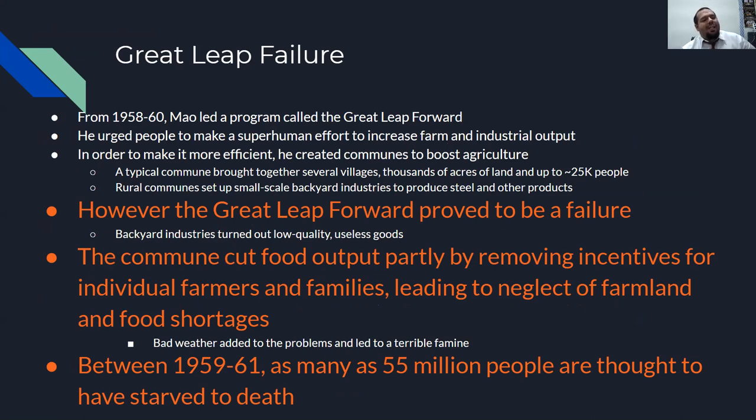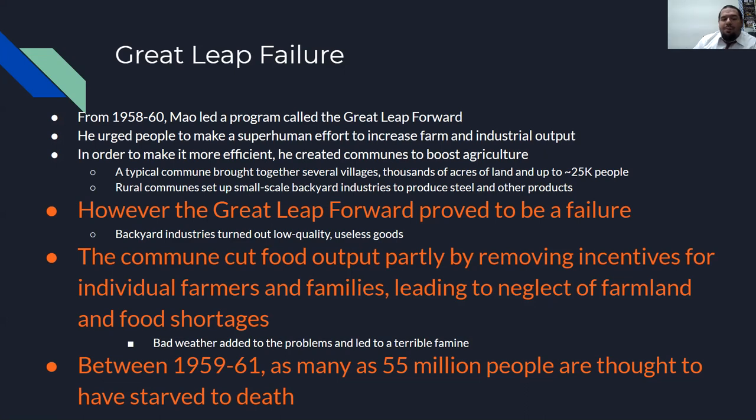So from 1958 to 1960, Mao led a program called the Great Leap Forward. He urged people to make a, quote, superhuman effort to increase farm and industrial output across China. In order to make it more efficient, he created communes to boost agriculture. Stop me if this sounds familiar again. A typical commune brought together several villages, thousands of acres of land, and up to around 25,000 people.